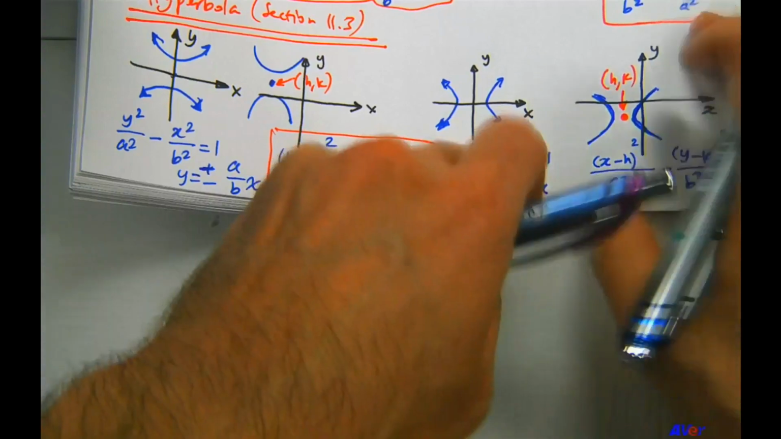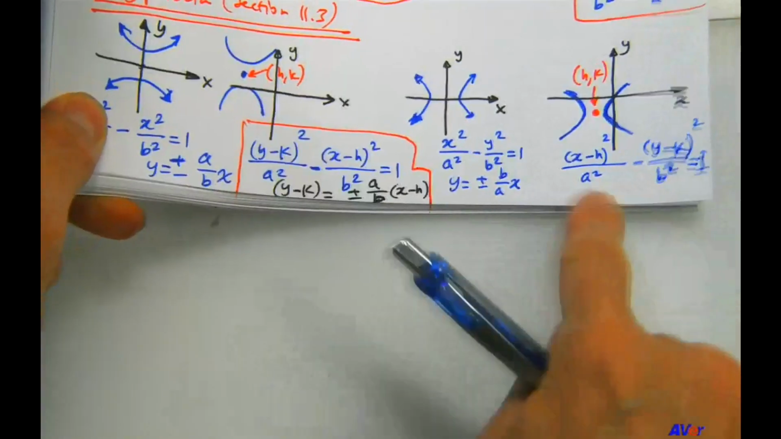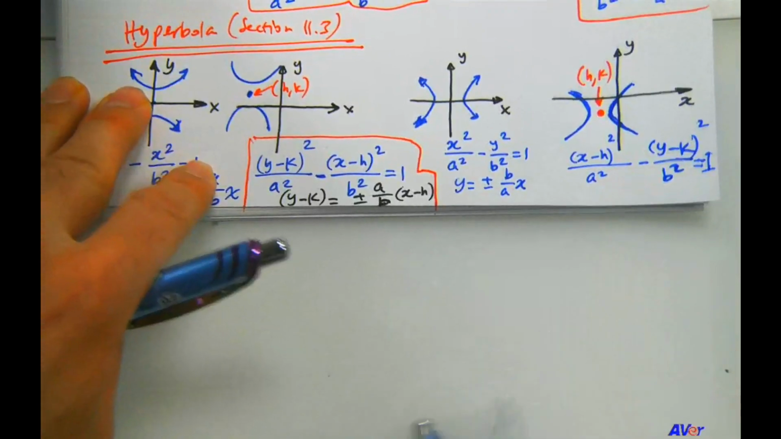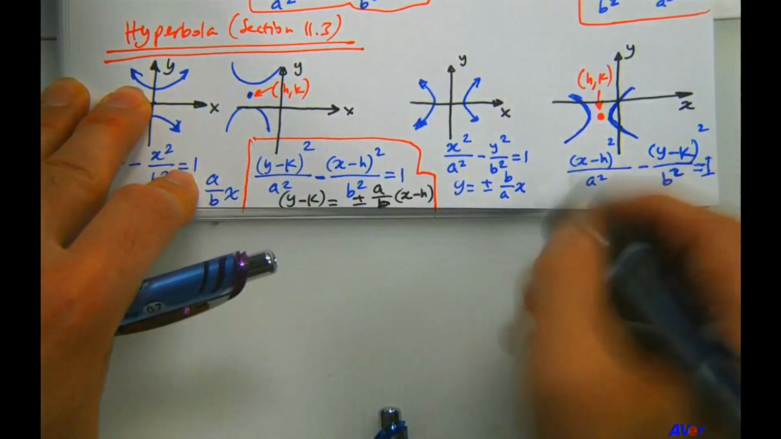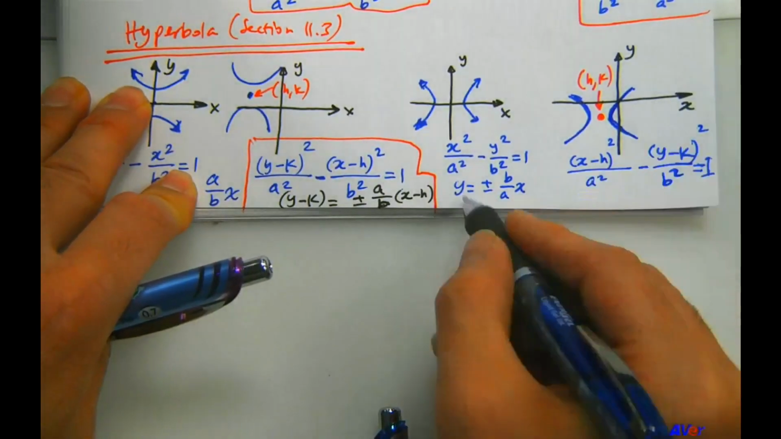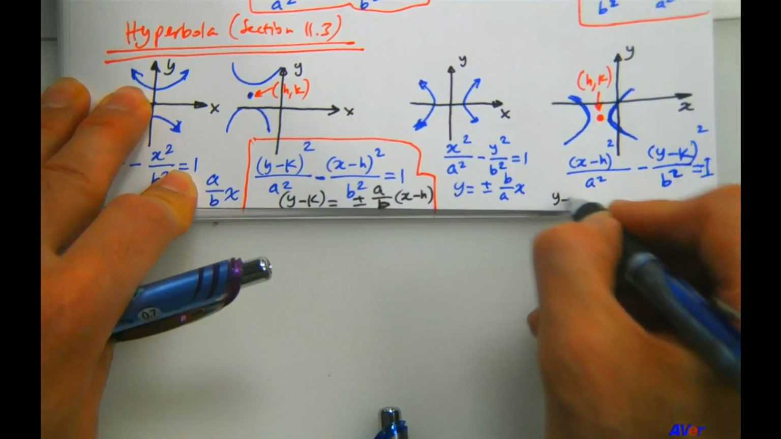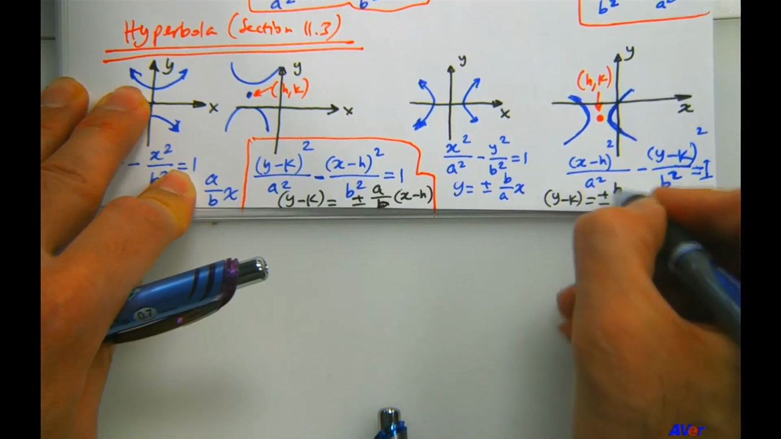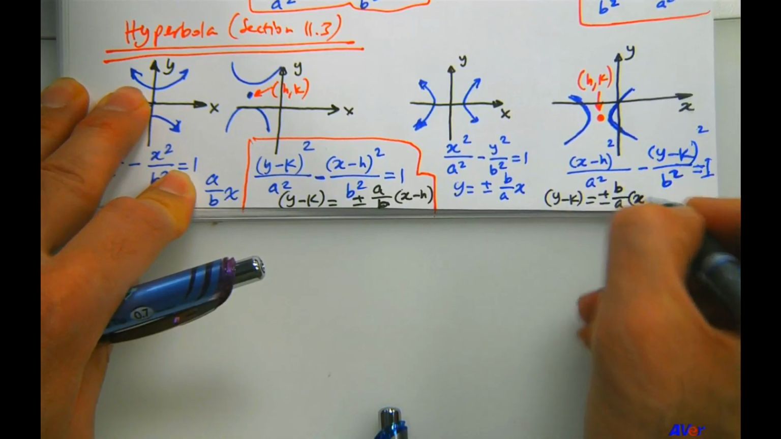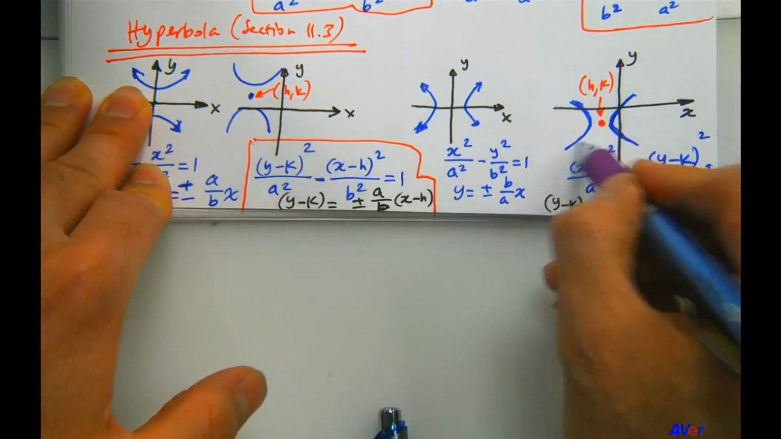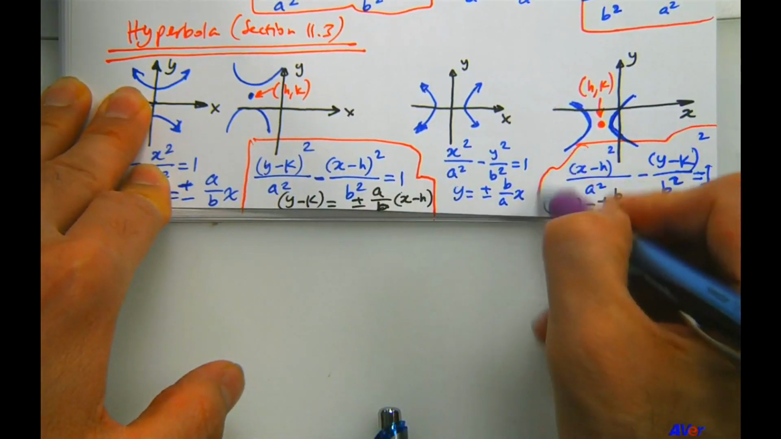I'm barely able to fit it there, like that. And then let me write the equation of the asymptotes right underneath it. So check this out. Now it's going to adjust: y minus k equals plus or minus b over a times x minus h.